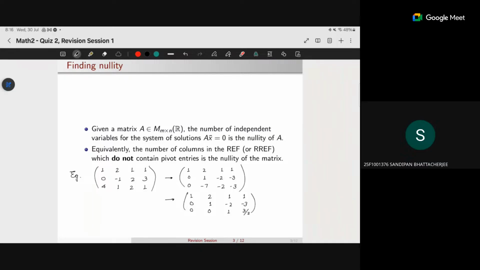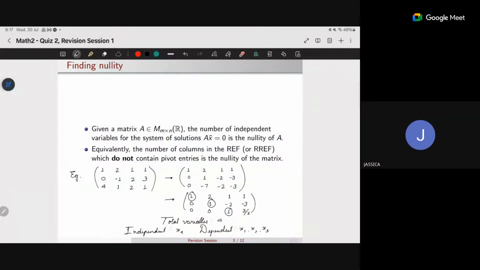You look at the pivots. Where are the pivots situated? In columns 1, 2, and 3, and rows 3. So how many total variables are there over here? 4. Now, which ones are independent among them? X1, X2, and X3 are dependent, and X4 is independent.